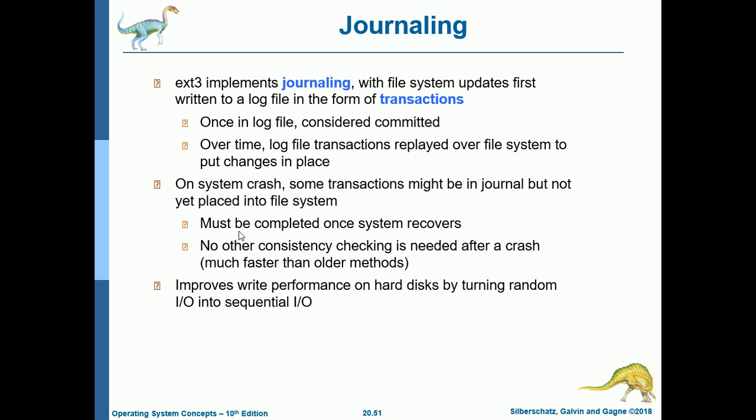some transactions might be in the journal but not yet placed into the file system, so they must be completed once the system recovers, and no other consistency checking is needed after a crash. So it's much faster than the older methods. It improves write performance on hard disk by turning random I/O into sequential I/O.